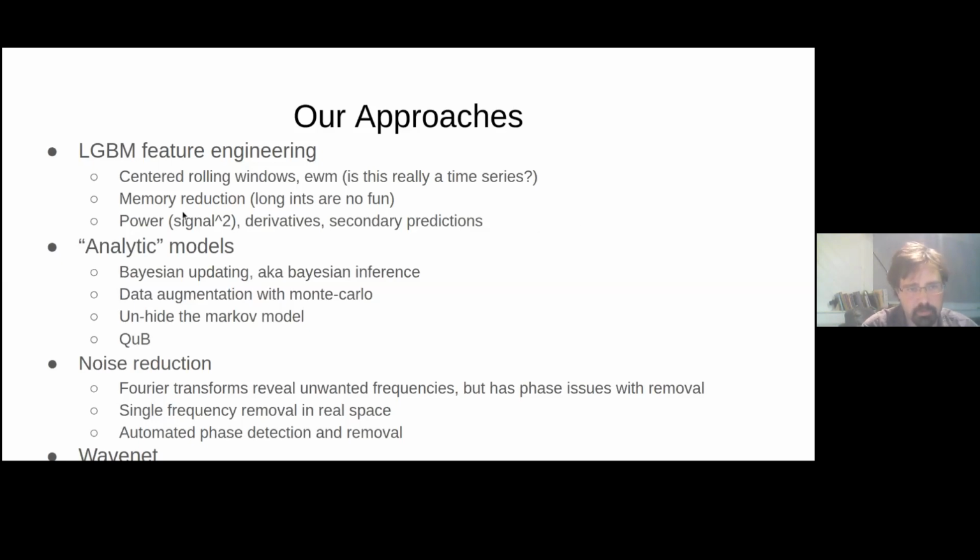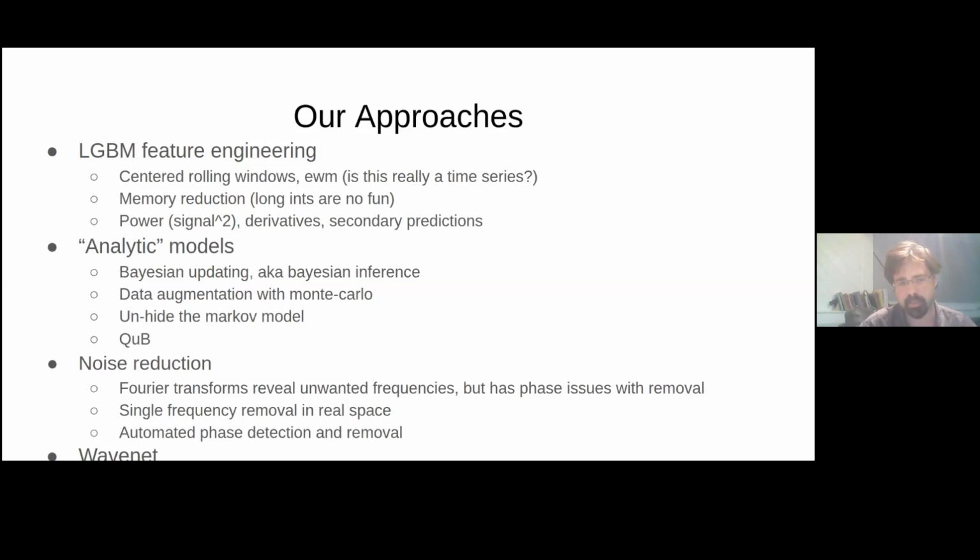The features that we used, some of them: power. Coming from a background in physics, that's just signal squared, or proportional to signal squared. That was a really helpful feature. Also, signal squared minus signal mean was helpful. Derivatives, secondary predictions. I could talk more about this.